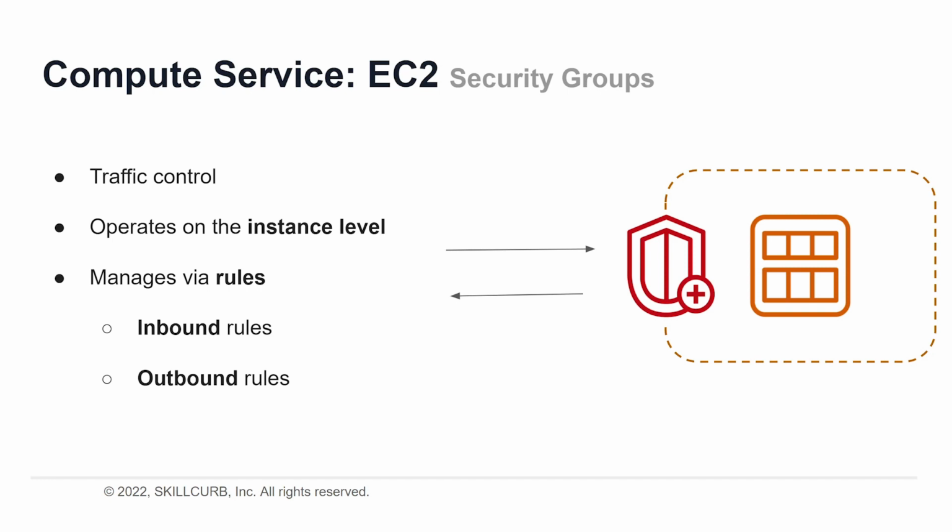When it comes to the security groups on your EC2, all security groups do is manage how the traffic comes and goes from your EC2 instance. So security groups operate on the instance level, and they manage your EC2 via a bunch of rules. These rules are your inbound rules and your outbound rules. And these rules dictate what kind of traffic can communicate to your EC2.